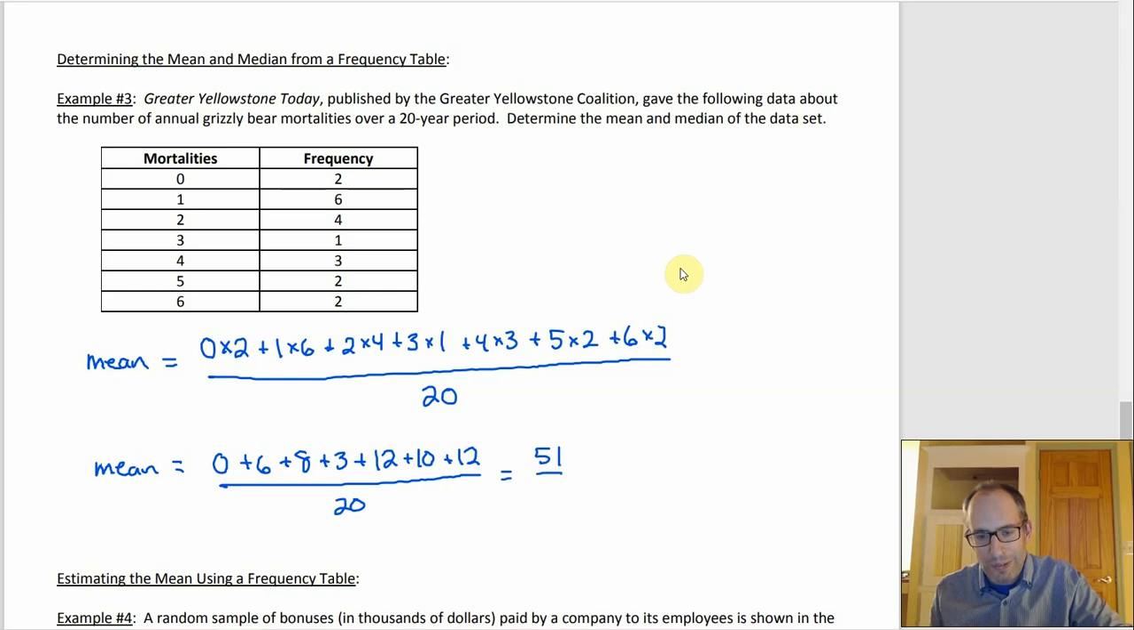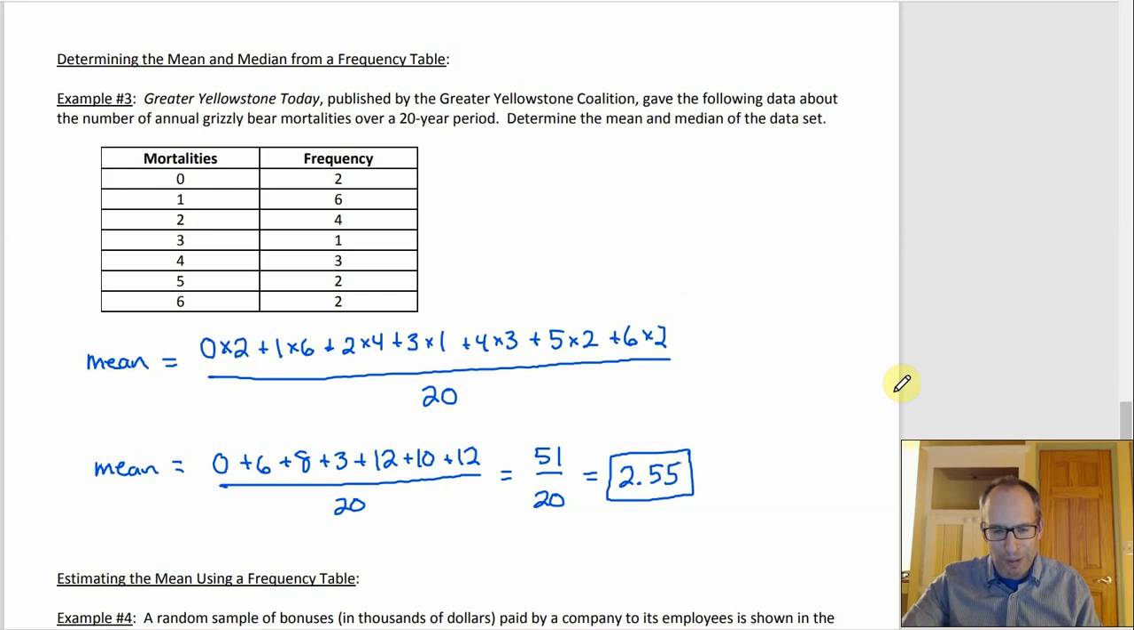All right, so 51 over 20, which should end up being 2.55. So I guess when I ran through it before, I must have had it wrong because I thought that was going to be a 49. Oh well. Oh, I know what happened. Okay. Yeah, I think I had it mistyped before and I fixed it. Okay. Yep, we're good. All right, so that's how you would get the mean.